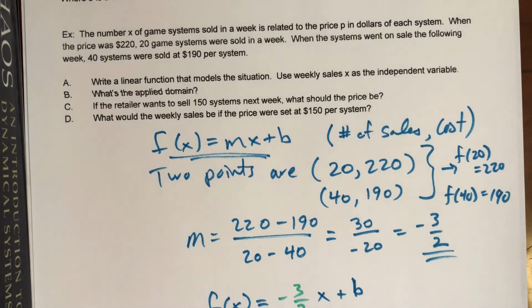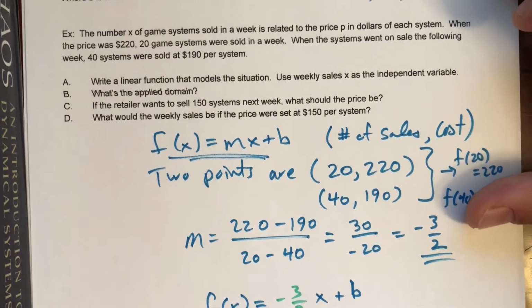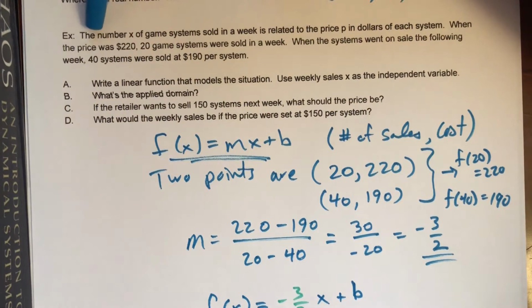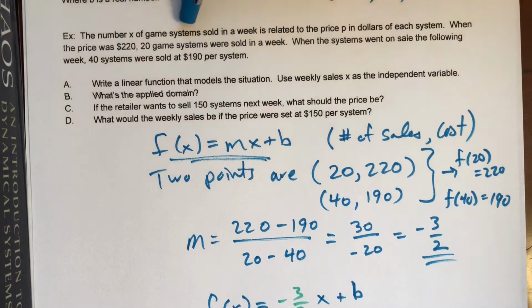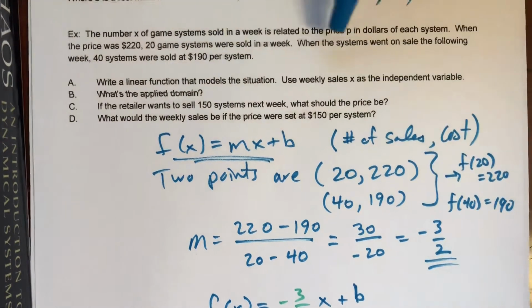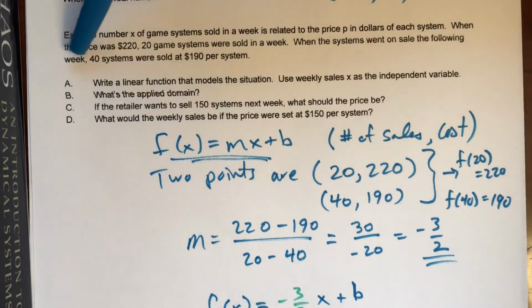Hey, let's finish what we were doing earlier here. Let's briefly go over what we did so far. We got the number X of game systems sold in a week is related to the price P in dollars of each system. When the price was 220, that means 20 game systems were sold in a week. When the systems went on sale the following week, so they were worth less, they sold 40 of them. That's not a big surprise, right? They cost less, they sold more.